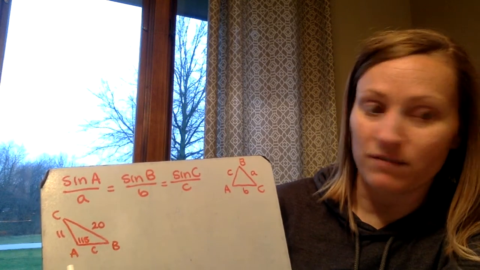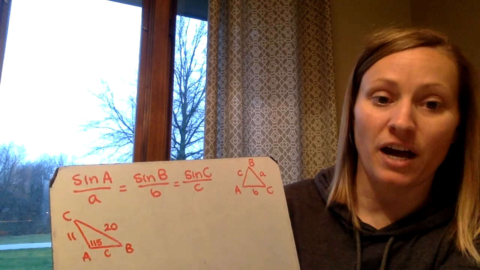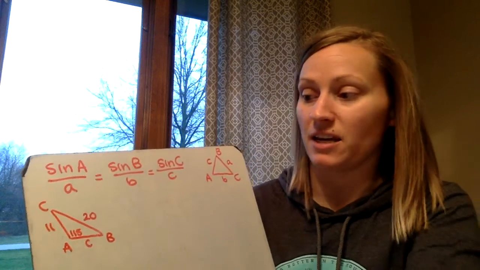So if this is our triangle, we have triangle ABC. Angle A is 115 degrees. Across from A is 20. Across from B is 11. And we do not know angle C or side length c.